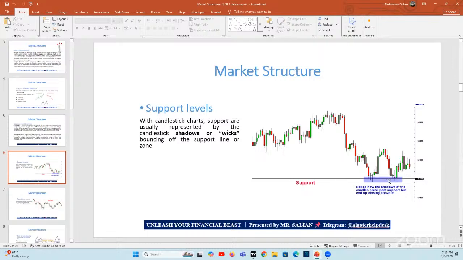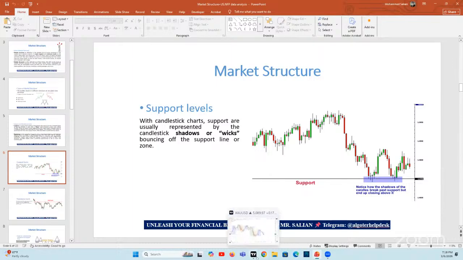So you see, it's not body, there's no body candle close in this line below this price. It's only weakening it. Okay. So there's a very strong support level here. Price cannot go down. So notice how the shadows of the candle break past support but end up closing above it. So it's closing above this line. Okay. And there's no body candle close. Right? That's how you will know this is a support.